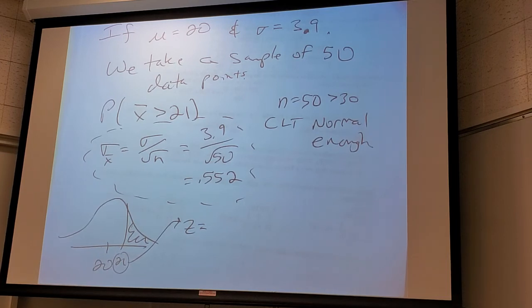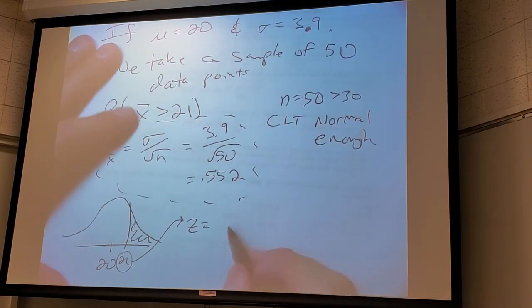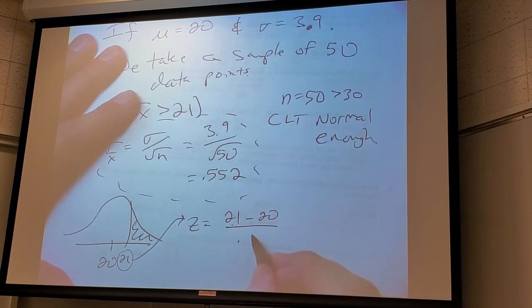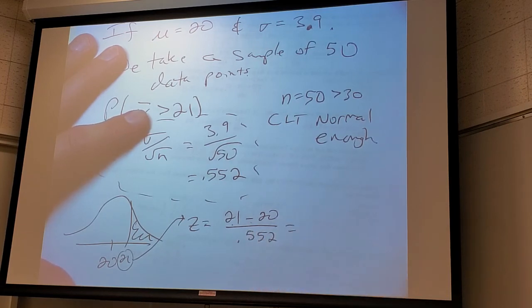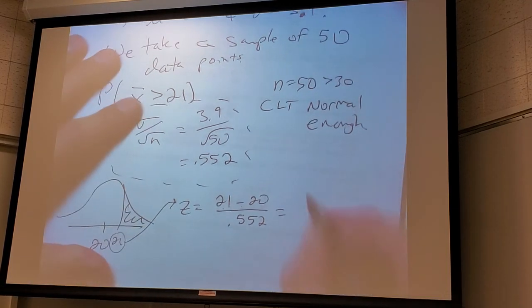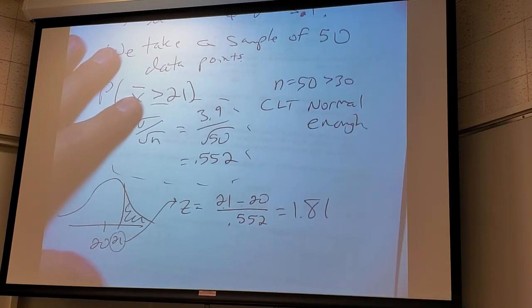So how do I make a z-score? Once I get a z-score, I can look at the chart. How do I make a z-score out of this? Okay. So 21 minus 20, the data point minus the mean, divided by the standard deviation, which is 0.552. Excellent. That'll be about 1.81. So you guys get it.